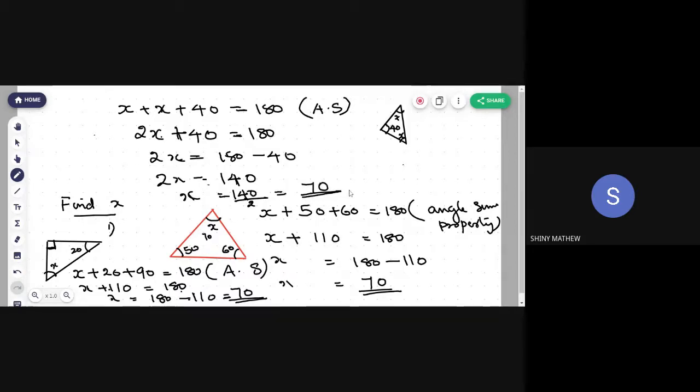Here also the value of x is the same, 70. Giving that 70, we can see 70 plus 70 is 140, and 140 plus 40 is 180. So in all these questions the value of x came as 70, but it will not be the same in all other questions. So I think now you can complete exercise 6.3 question number 1. Do that as homework. Main question number 1, you can complete as homework. Now we can move to the second property.